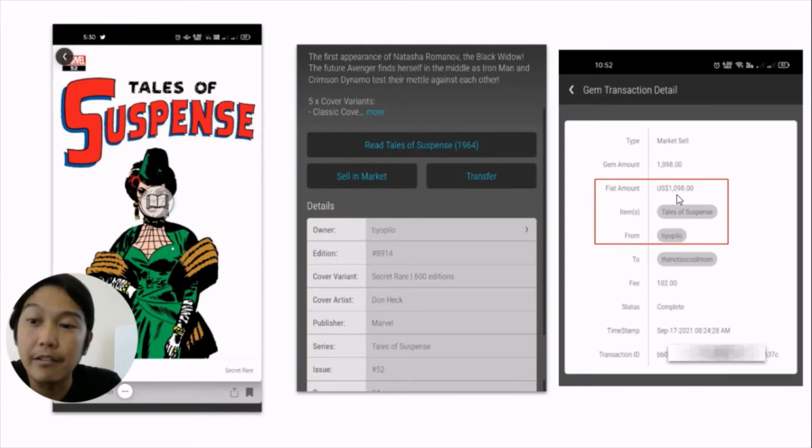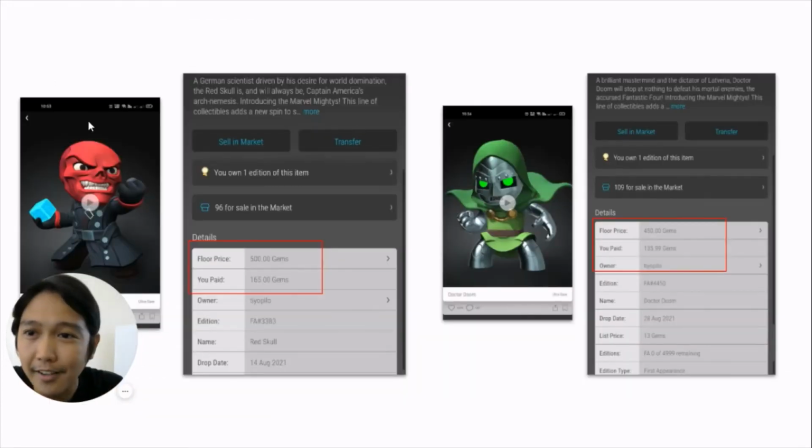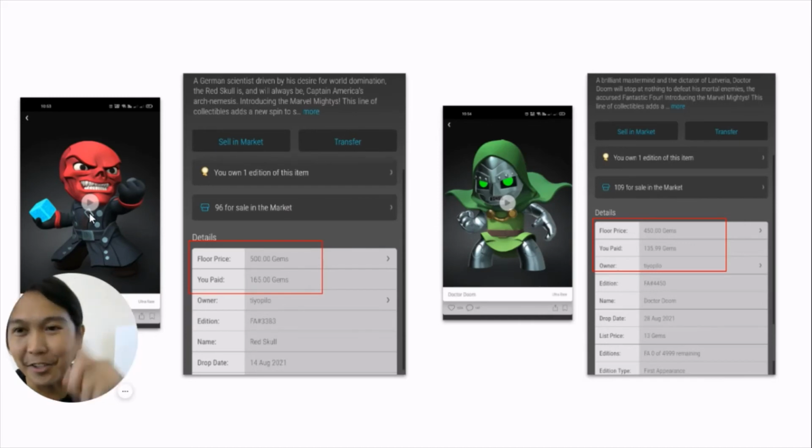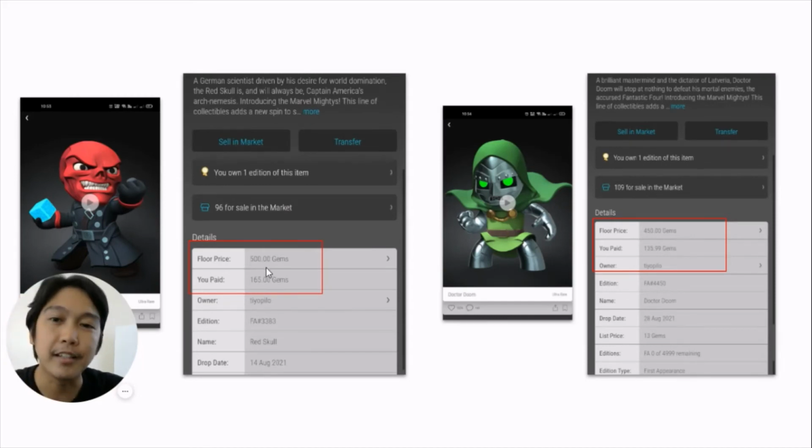But what I did is I reinvested it back in the platform. So I was able to buy this, Red Skull. These are now digital collectibles, while earlier they were digital comics. Red Skull is the villain in Marvel, from Captain America, if you're familiar with Hail Hydra. I paid 165 gems, where 1 gem is equal to $1. In the marketplace, it can now be sold at 500 gems.